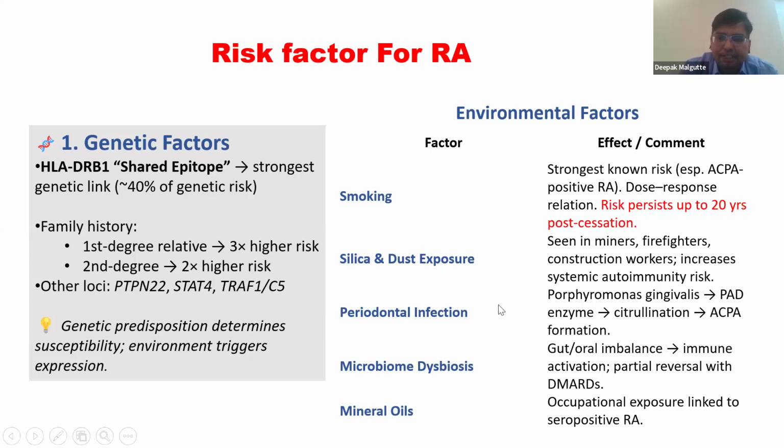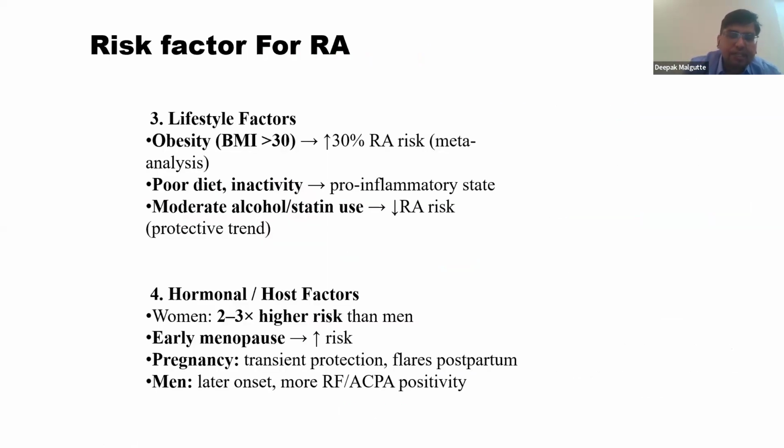Then certain periodontal infections, especially Porphyromonas gingivalis, which has a PAD enzyme expression that leads to the citrullination of various peptides, causing anti-CCP positivity, are a risk factor for rheumatoid arthritis. Other than environmental factors, there are certain lifestyle factors like obesity and physical inactivity, which lead to an increased risk, and then certain hormonal factors like estrogen, because of which women have a higher risk than men. Pregnancy is considered a protective factor, but in the postpartum phase there is an increased risk of flares.